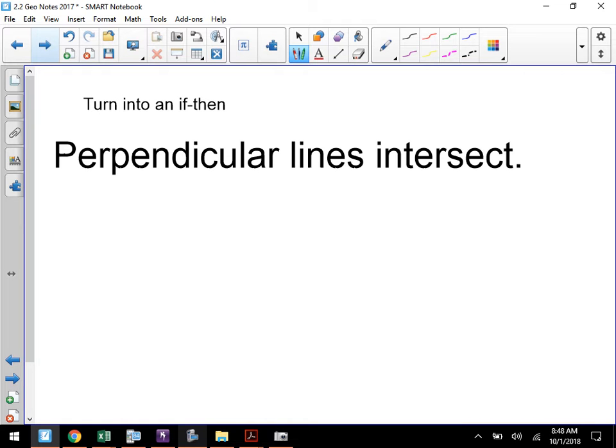If I want to turn this into an if-then statement, let's try that. It says perpendicular lines intersect. How would you write that as an if-then? There's a couple ways of doing it. Okay, what's another way I can say it?